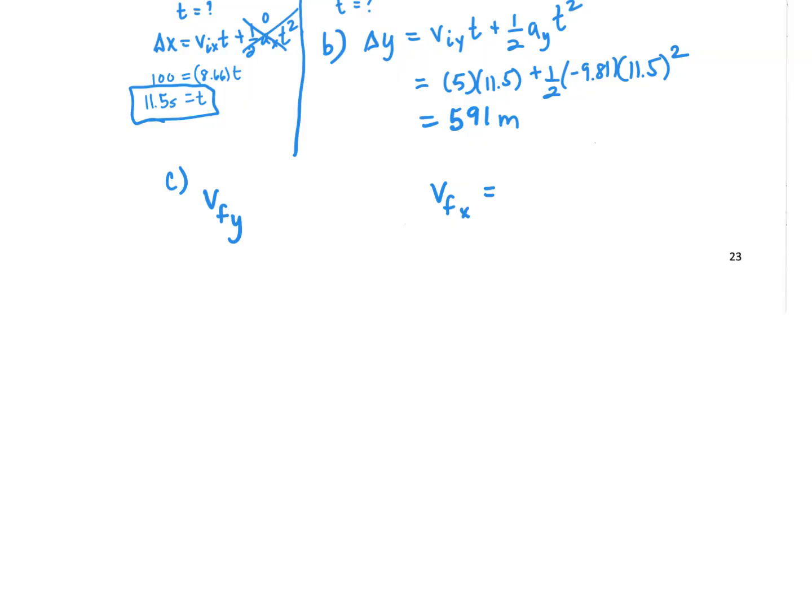But V final in the X direction should be really, really easy, shouldn't it? Because what do we know about the velocity in the X direction? Constant. So V final in the X direction is what? 8.66. Since it is constant, and I would probably write that down out to the side because I want them to understand that I know that it's constant. Now we got to find V final in the Y direction. That is V initial in the Y direction plus a t. Correct?